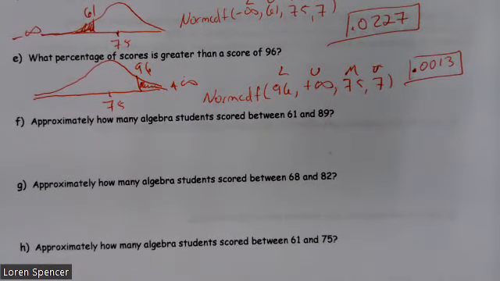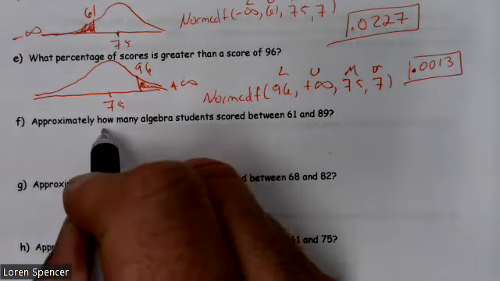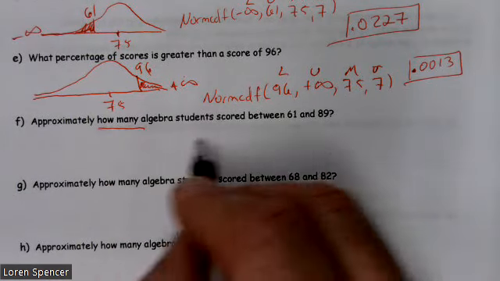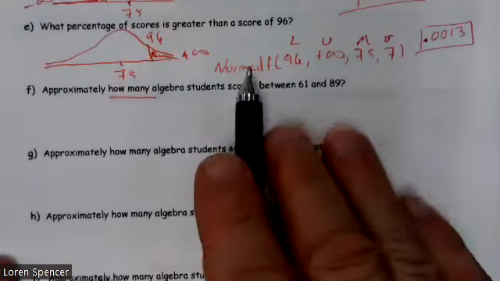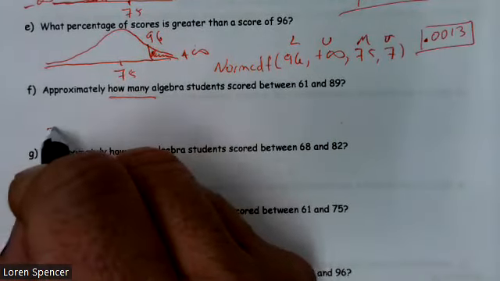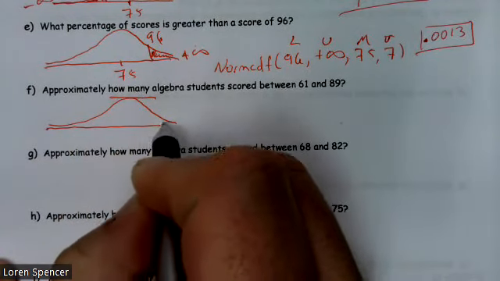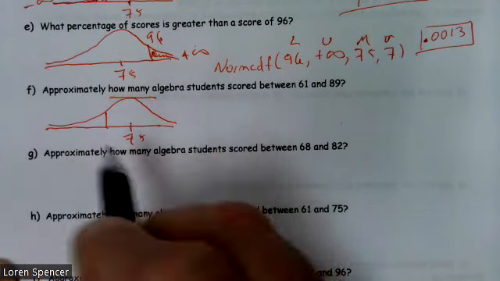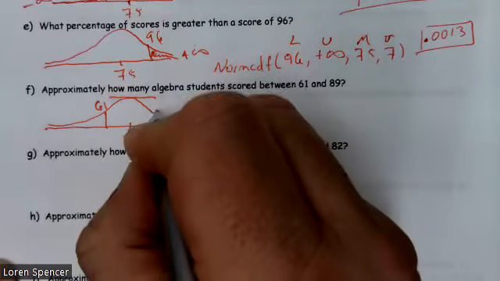Approximately how many algebra students scored between 61 and 89? This is different. This says how many. Now, I haven't shown you how to do that. So let's find our probability. Well, it turns out we did this earlier, but we'll go ahead and redo it. So we have a mean of 75, a lower bound of 61, and an upper bound of 89.